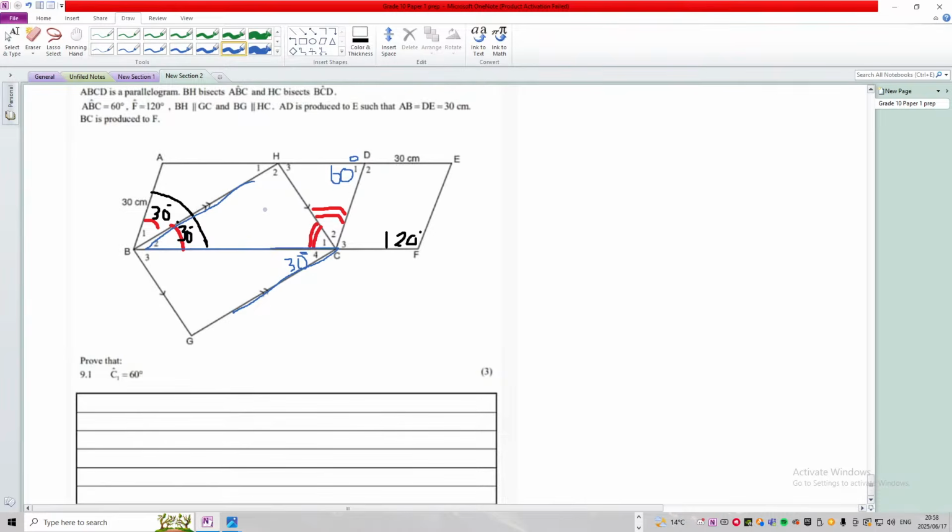Each one is also alternating angles. Do they tell us that the lines are parallel? That's the thing. BH is parallel to GC. BG is parallel to HC. They don't tell us that it's parallel, but because it's a parallelogram, we can conclude that it is parallel. So H1 is equal to 30 degrees, alternating angles there.